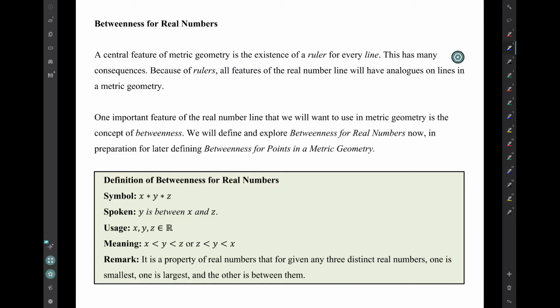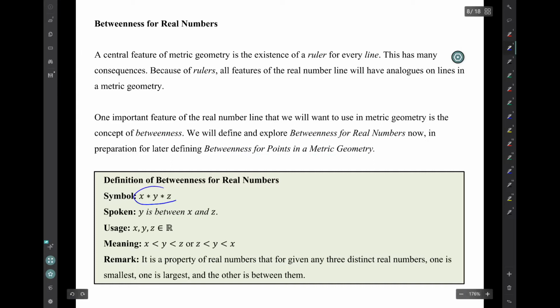One important feature of the real number line that we'll want to use in metric geometry is the concept of betweenness. We'll define and explore betweenness for real numbers now in preparation for later defining betweenness for points in a metric geometry. So here's the definition of betweenness for real numbers.